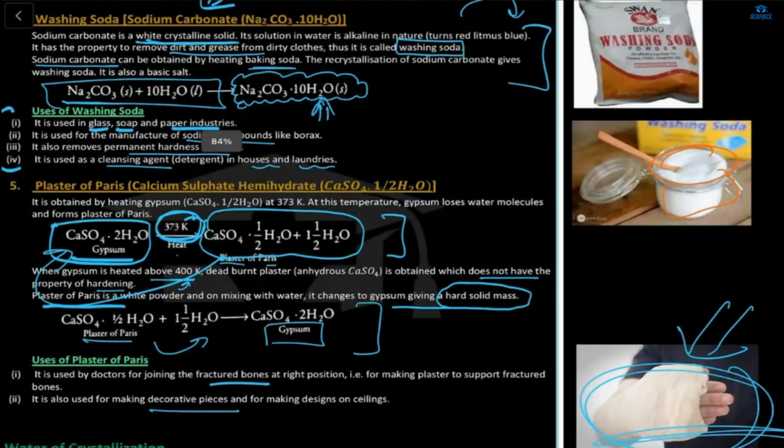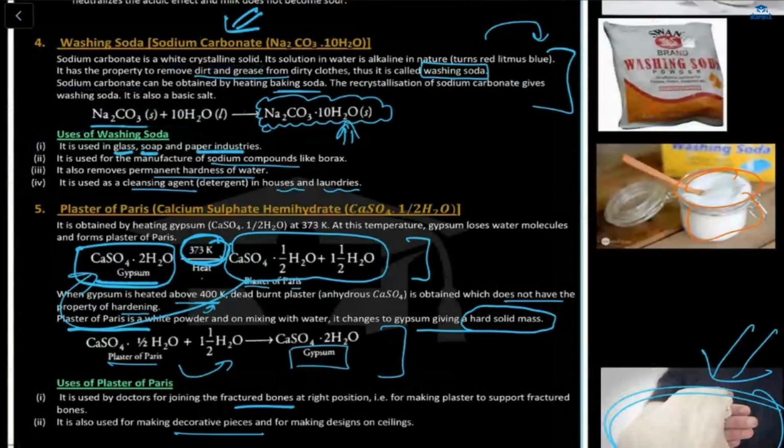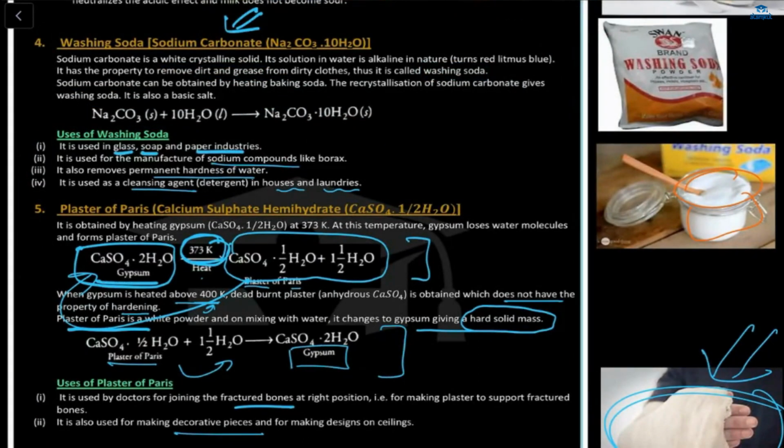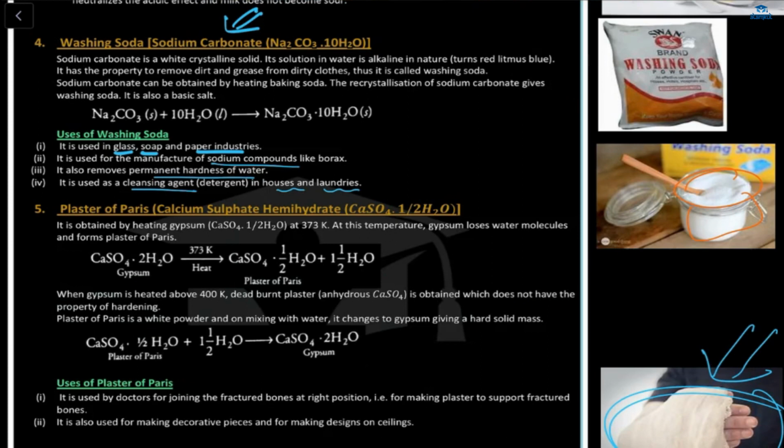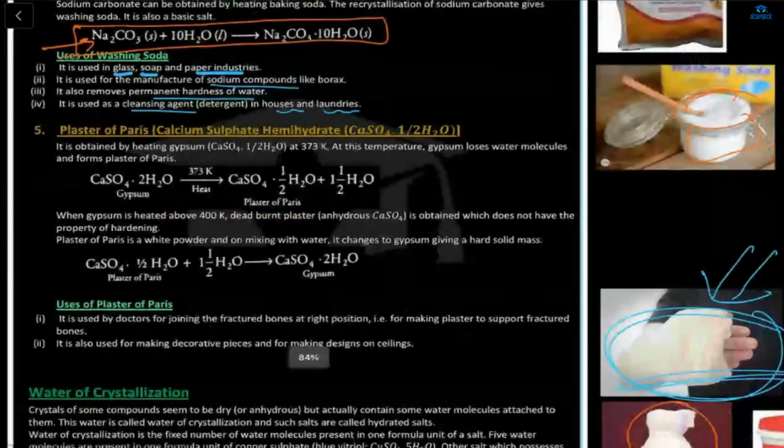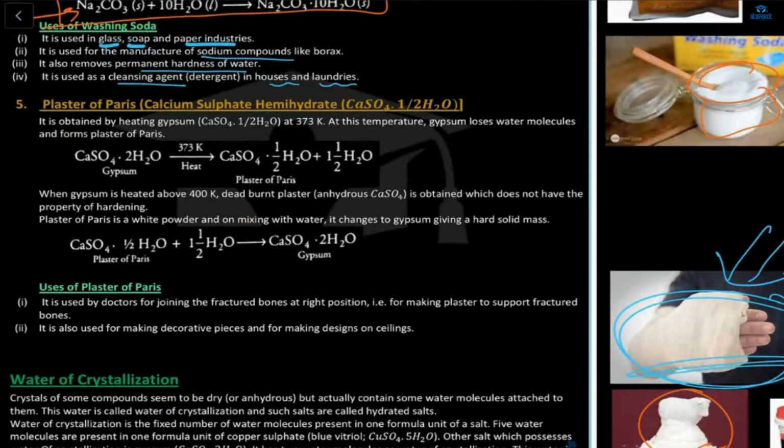Last is your baking soda, and oh no, the second last is your plaster of Paris. So washing soda is used to wash our clothes, to remove the dirt and grease from our clothes, and to remove the permanent hardness of the water. You will form washing soda when you mix Na2CO3 with water. When is plaster of Paris used? When there's a fracture in our bones, the doctor uses plaster of Paris on our hand to fix our bones.